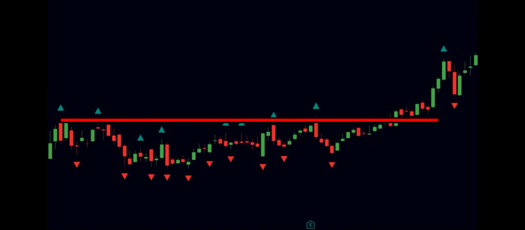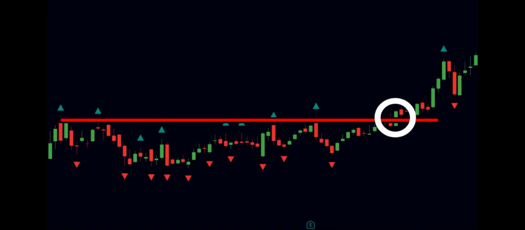And as you can see, there was very little downwards follow through. Therefore, we can say that these sellers will still be holding on to their selling positions. The stop losses of these sellers will be right above the resistance level.